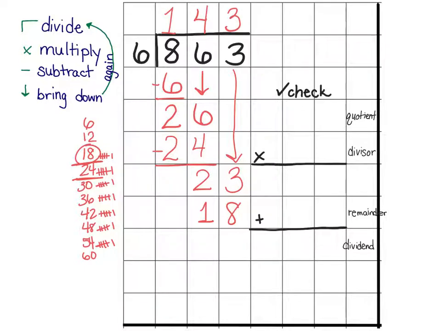All right. Now that we've multiplied, we need to subtract. 23 minus 18. You could borrow here. We can't take 3 minus 8, so we could come over here and borrow from the 2. But I think it's easier to just count up.